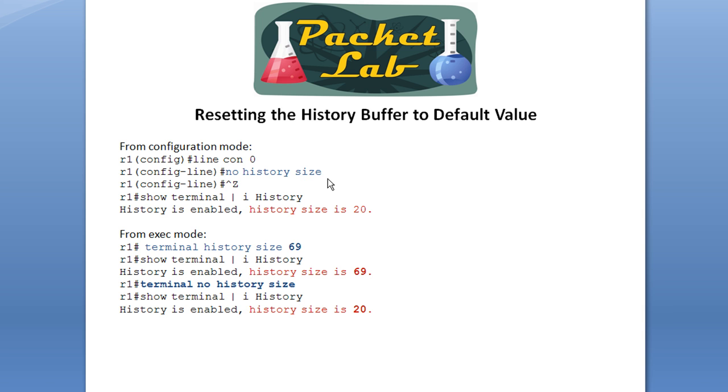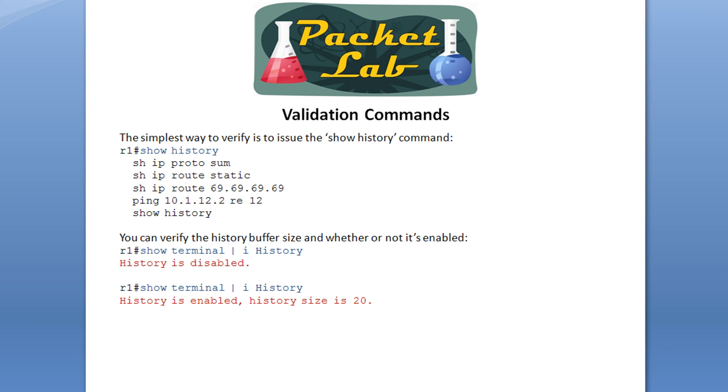And then you could do the same thing from exec mode. In this case, we've set the size to 69. Here we verified it, and then we issue the terminal no history size, which is just an odd looking command, and we're back to 20. Validation commands, there's really only one official validation command, and that is the show history command itself. So if you're getting output from this, then obviously history is working. In this case, you can see that we're doing this from exec mode. It doesn't show you with this command what the history size is, though. It's just going to go ahead and give you the history buffer.